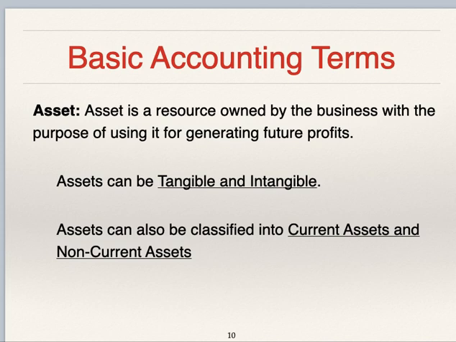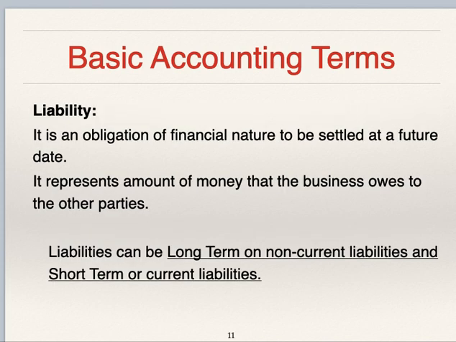Supposing the asset is held for more than one accounting period, more than one operating cycle of the company, then it is a non-current asset. Examples of current assets are cash and bank balance, sundry debtors, bills receivable, and prepaid expenses. Assets which get converted into cash within one accounting period are known as current assets.